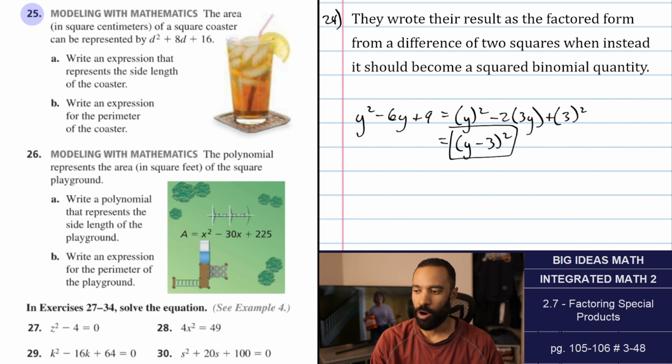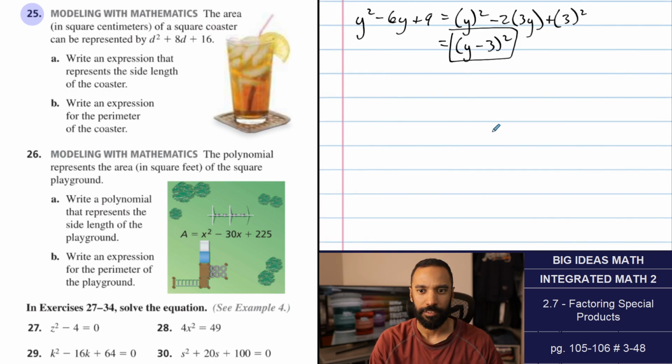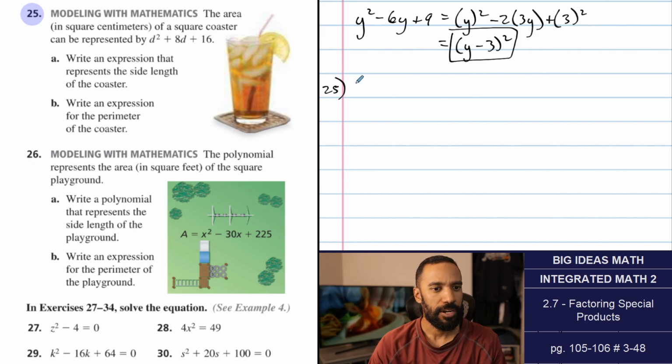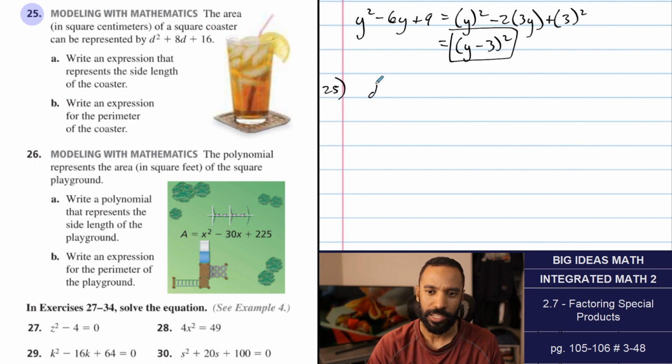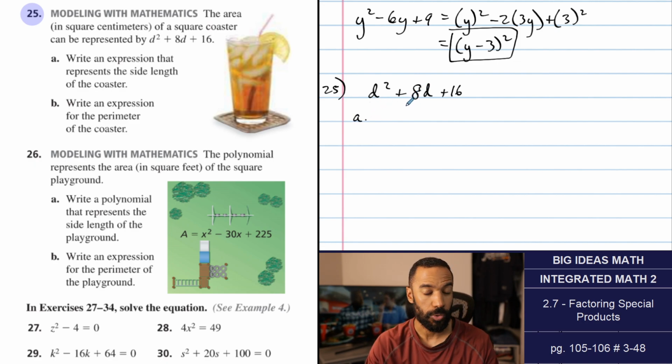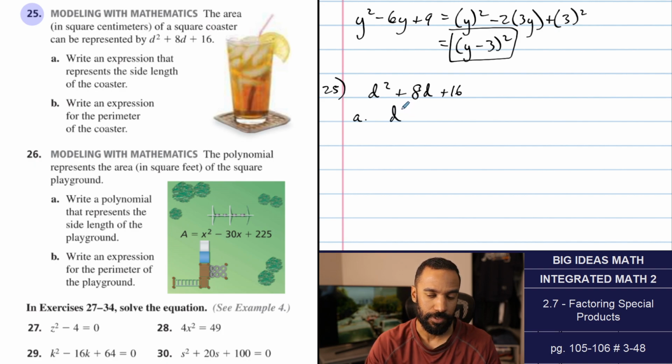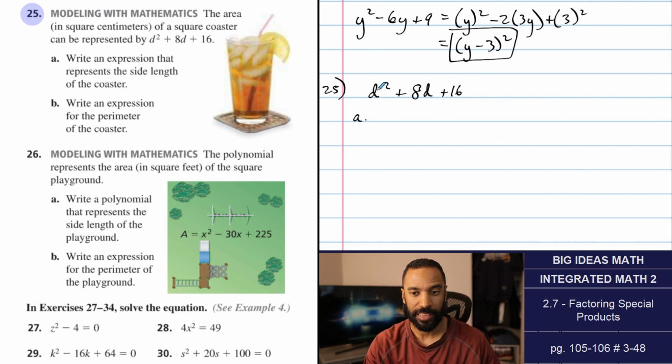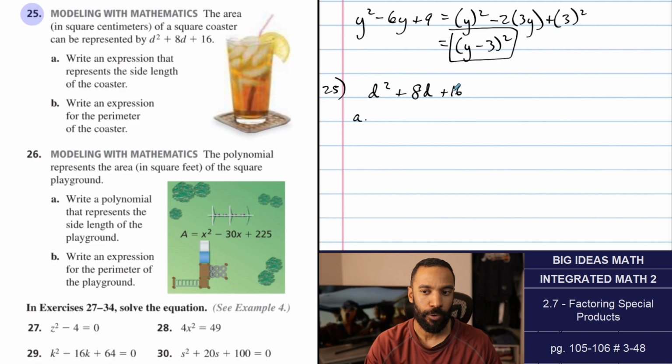Okay, let's move forward to number 25, modeling with mathematics. The area in square centimeters of a square coaster can be represented by d squared plus 8d plus 16. Part A, we're going to write an expression that represents the side length of the coaster. Remember, it's a square coaster. So, even if you don't have that, we're going to factor this thing into a length times width, and the fact that this is indeed d squared and 4 squared, and we're doubling 4d. This will factor into d plus 4 quantity squared.